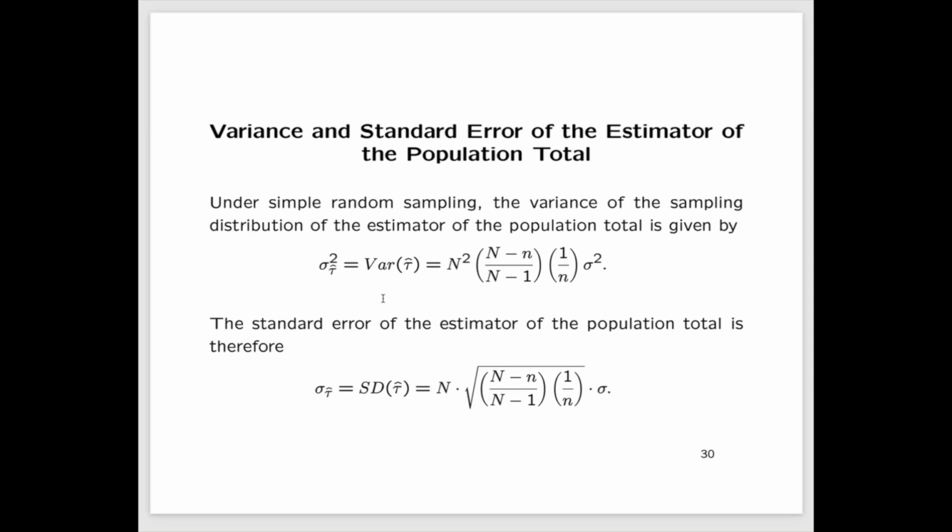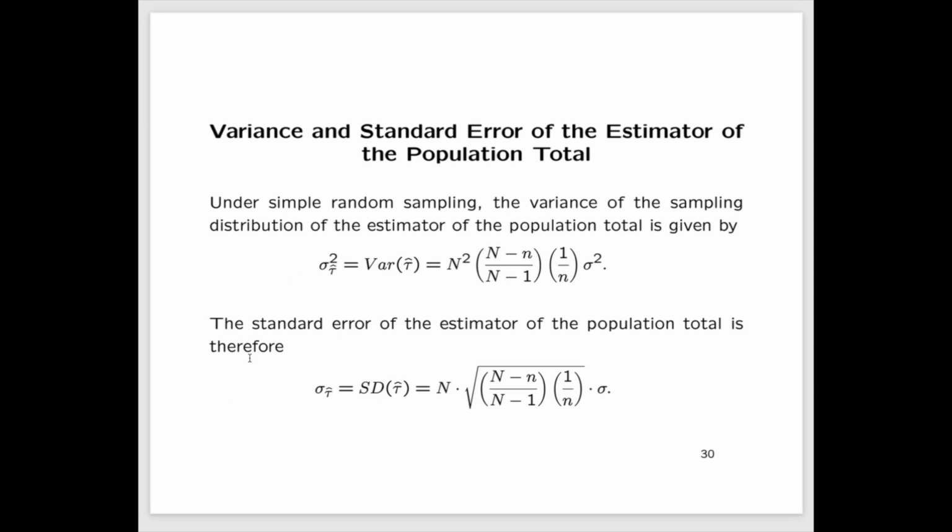Now, once we have this expression for the variance of the sampling distribution of tau hat, then we can take its square root to get the standard error of the estimator of the population total, or in other words, the standard error of tau hat. All right, so this is just cap N, the population size, times the square root of cap N minus little n divided by cap N minus 1, 1 over little n, times, and then you see out here, this sigma, this is outside of the square root sign. If we wanted to put that sigma inside, then we would have to make sure that it's squared. All right, so you see how we can express this standard error of tau hat in a couple different ways, depending upon how we simplify after we take the square root of the variance.